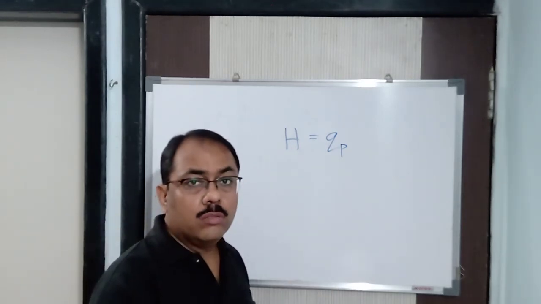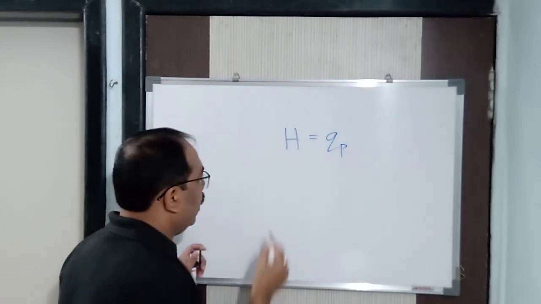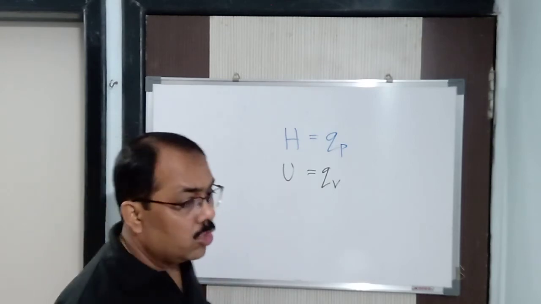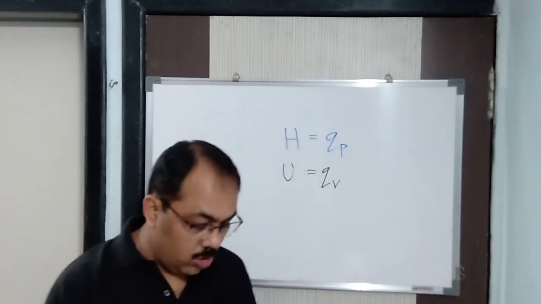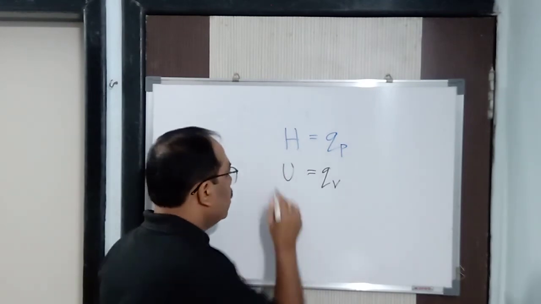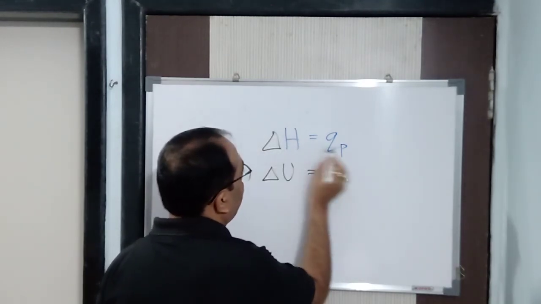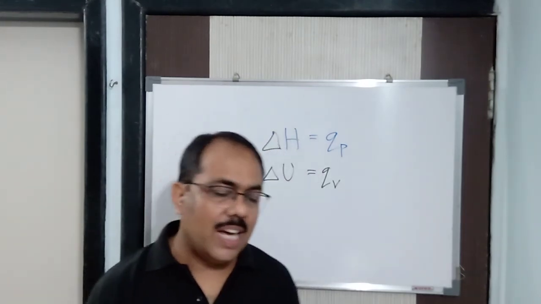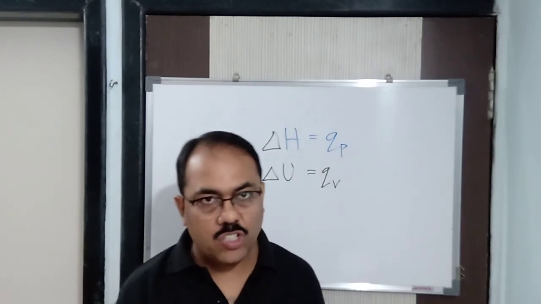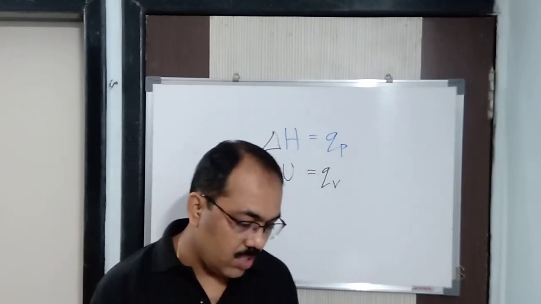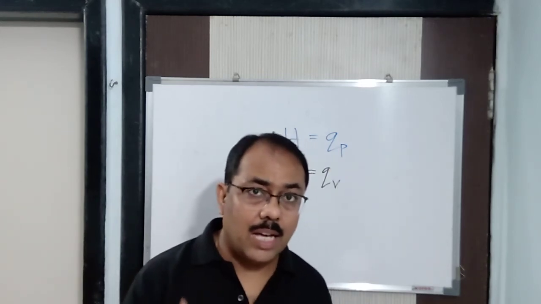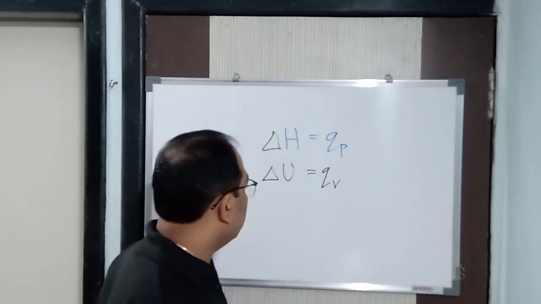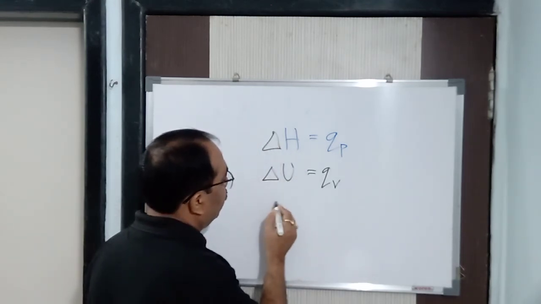Under the same conditions, we can say U is equal to QV. That is, internal energy is nothing but heat calculated at constant volume. So delta U is equal to QV and delta H is equal to QP. Where did I get delta H from? At the very first I told you that enthalpy is a state function, not a path function. Just like internal energy, enthalpy is also a state function. So that is what we got from the first law.